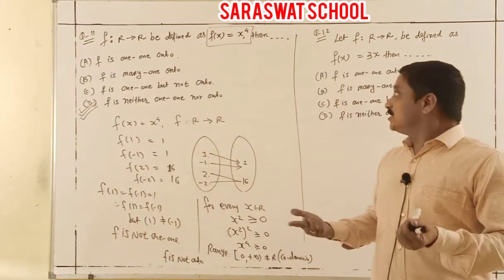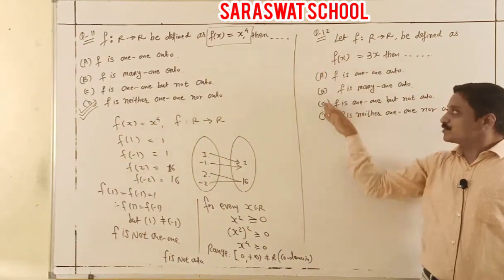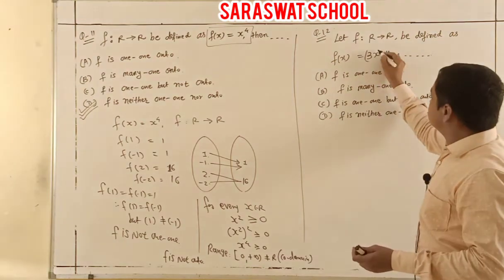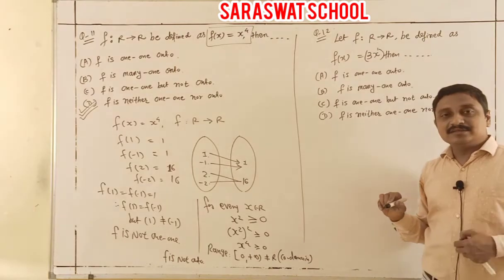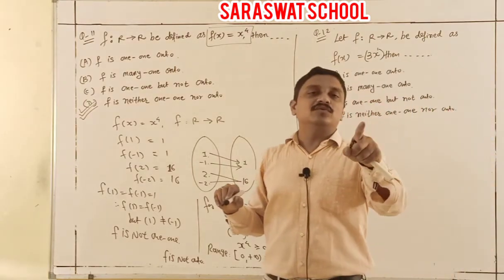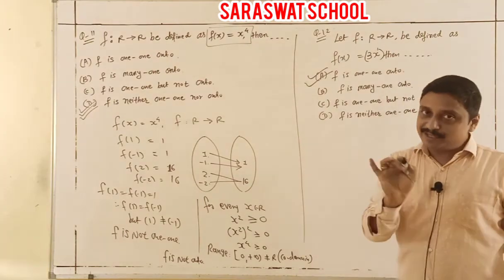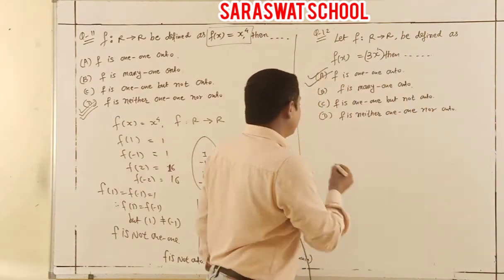Yes, students, this is very easy. One more question, 12, same options, but f(x) given is 3x. You know, students, 3x means x raised to 1 power. Linear equation always, students, is 1-1 and onto. In this, answer is A. Don't worry, I explain the method, guys. See the method, very easy.